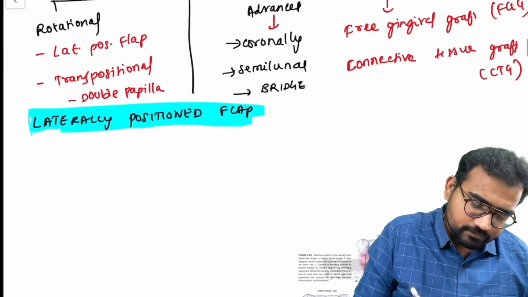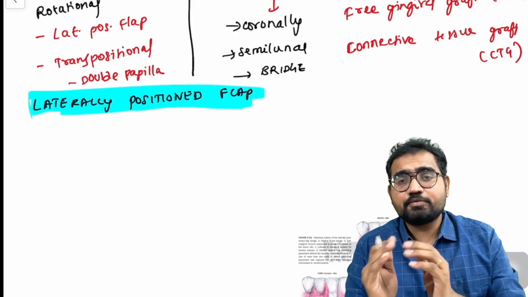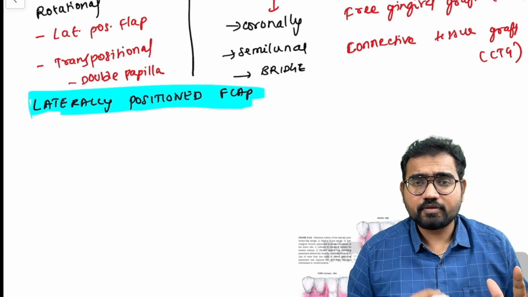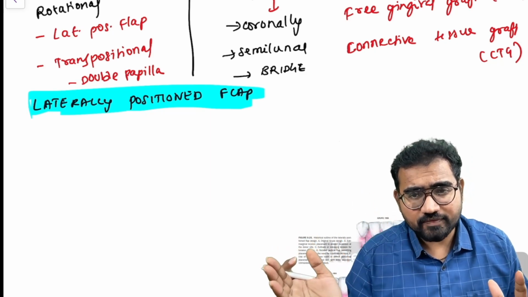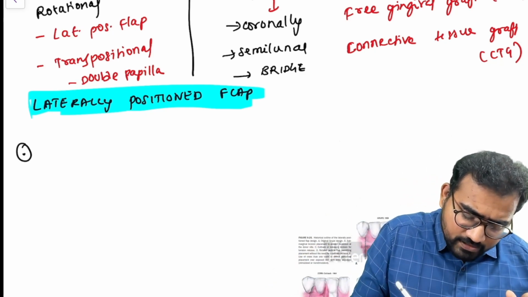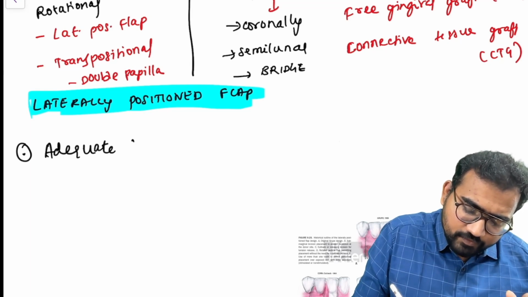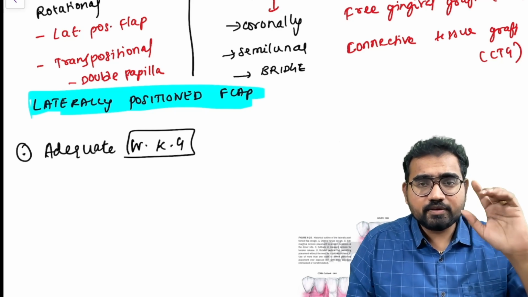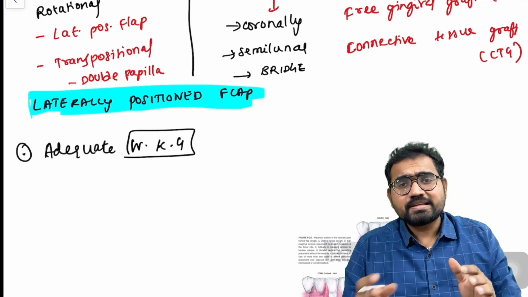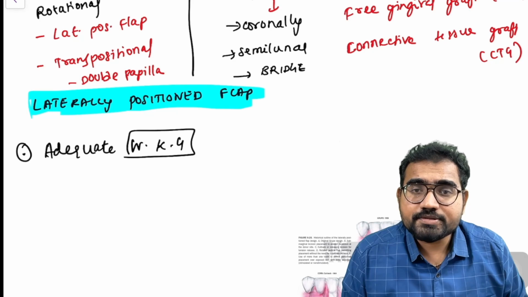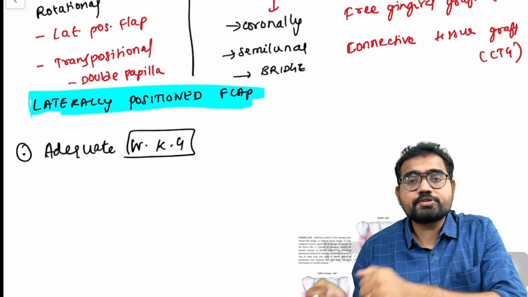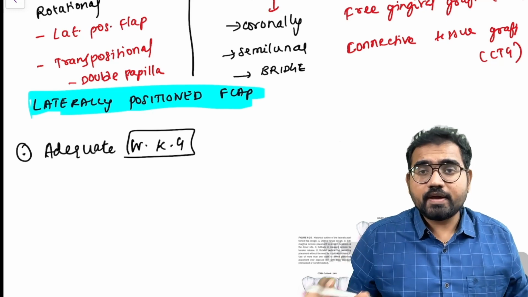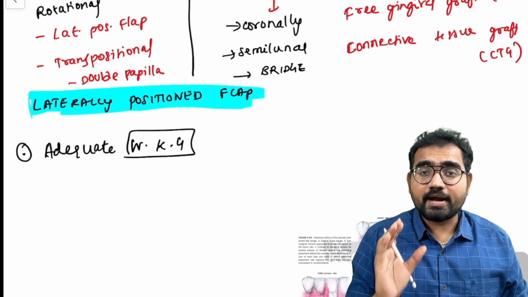Okay, fine, very good. Now we are going to move to the laterally positioned flap. Okay, as the name indicates, there's going to be an isolated area of recession. I'm going to move the adjacent gingiva to this area. One, there should be adequate width of keratinized gingiva to perform this procedure. Because what happens if the adjacent tooth itself is compromised? You are taking a gingiva from a compromised tooth and placing it, means that is worse, right?